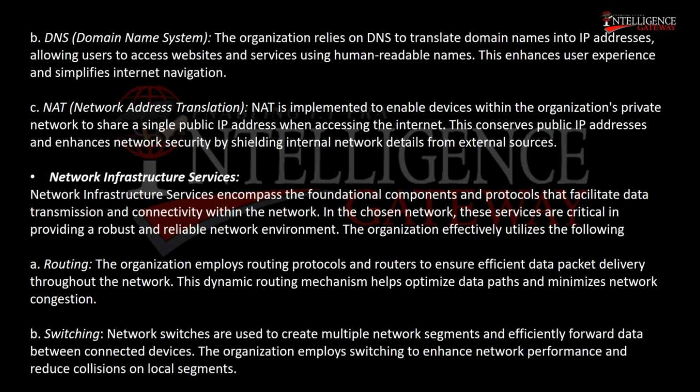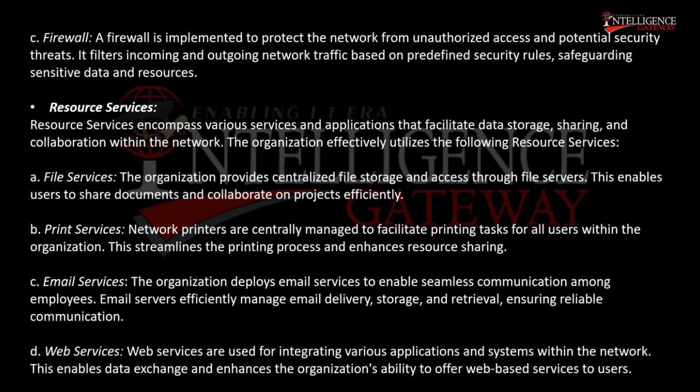B. Switching. Network switches are used to create multiple network segments and efficiently forward data between connected devices. The organization employs switching to enhance network performance and reduce collisions on local segments. C. Firewall. A firewall is implemented to protect the network from unauthorized access and potential security threats. It filters incoming and outgoing network traffic based on predefined security rules, safeguarding sensitive data and resources.